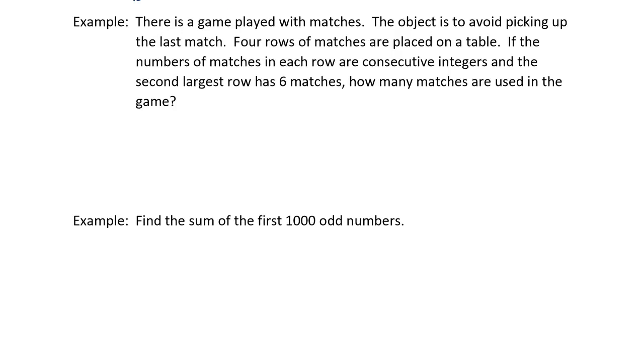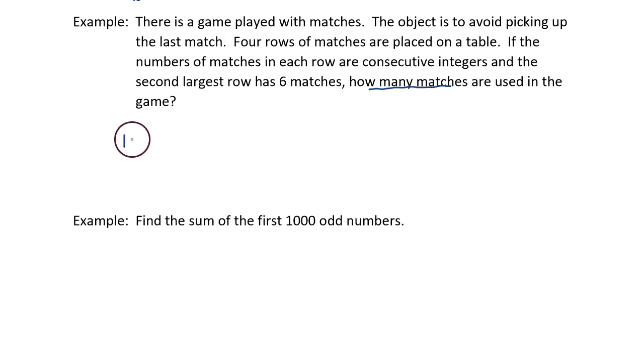Next example. There is a game that's played with matches. The object is to avoid picking up the last match. 4 rows of matches are placed on a table. If the number of matches in each row are consecutive integers, and the second largest row has 6 matches, then how many total matches are used in this game? Let's sketch what this is talking about. We have 4 rows of matchsticks, and the number of matches in each row are consecutive integers. The second largest row has 6 matches.